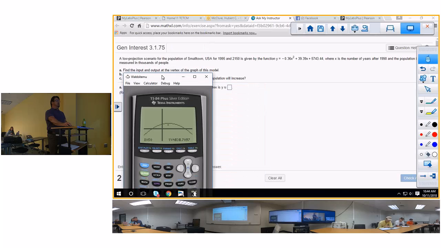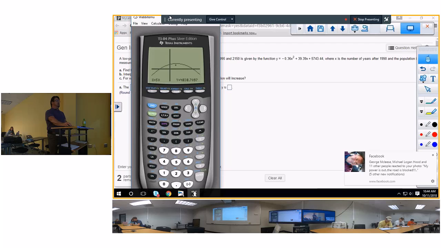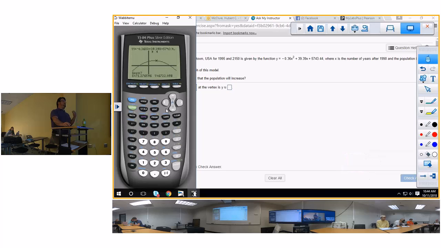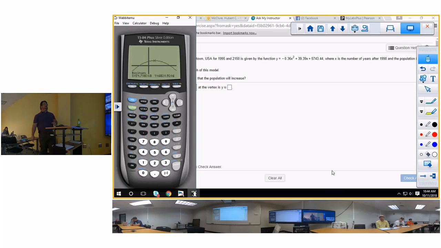It says find the input and output of the vertex of the graph of this model. So let's hit second, trace, maximum. You can do minimum if you want to. Move over to the left a little bit, hit enter. Move over to the right a little bit, hit enter. You don't have to do that, but the reason you do it is to narrow the search for the processor. Okay? And enter and write that down. 54.71, and 6,820.92.